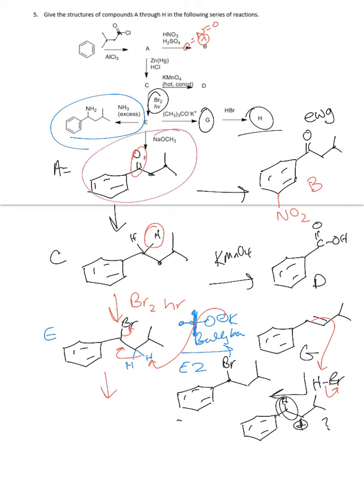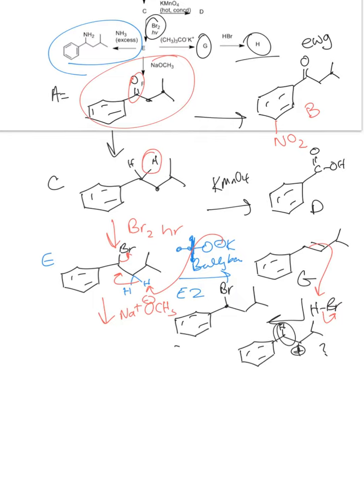But let's look at E going to here, and hopefully you recognize this as the Williamson ether synthesis, and that product then would be an SN2 with OCH3. And that would be your product for F.